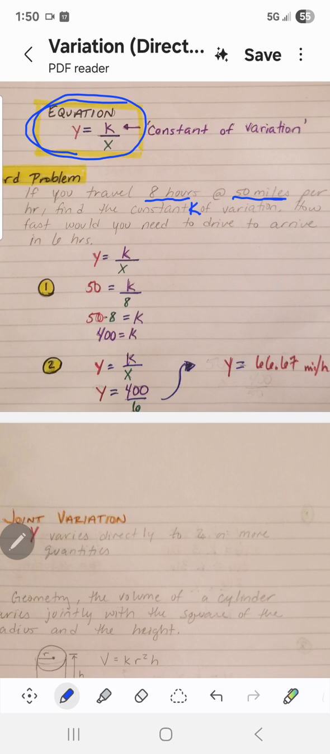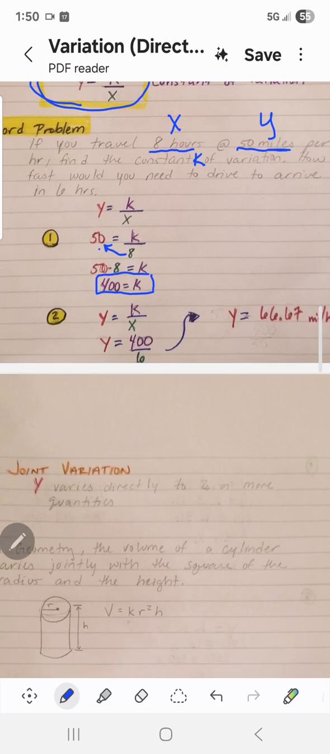All right. So you travel 8 hours at 50 miles an hour. So you've got y is 50, x is 8. Multiply your 8 over. K is 400. Now I know k. I can figure out the problem.